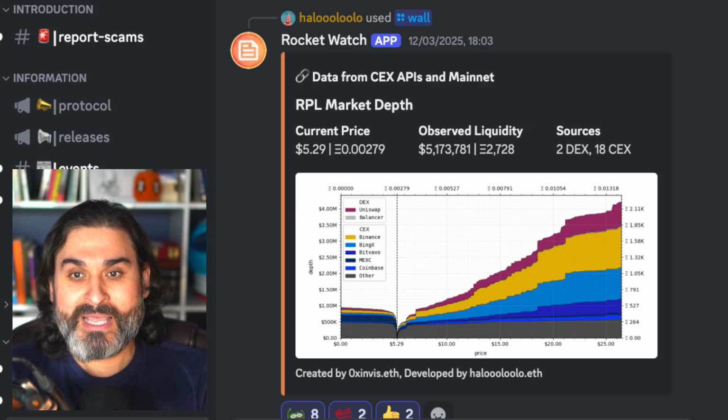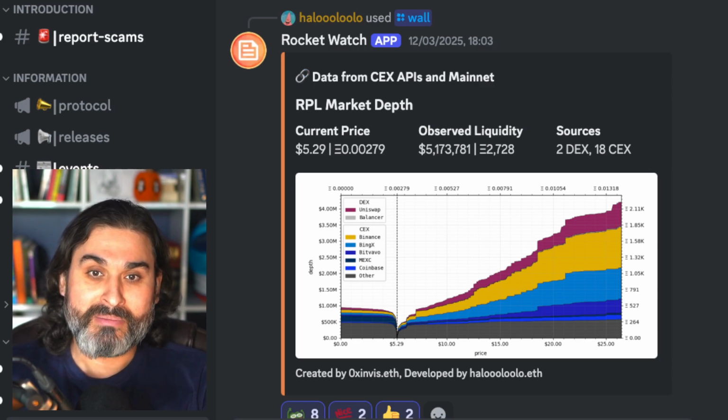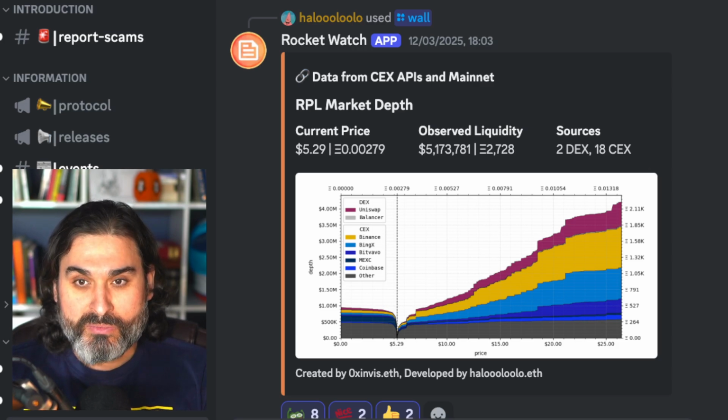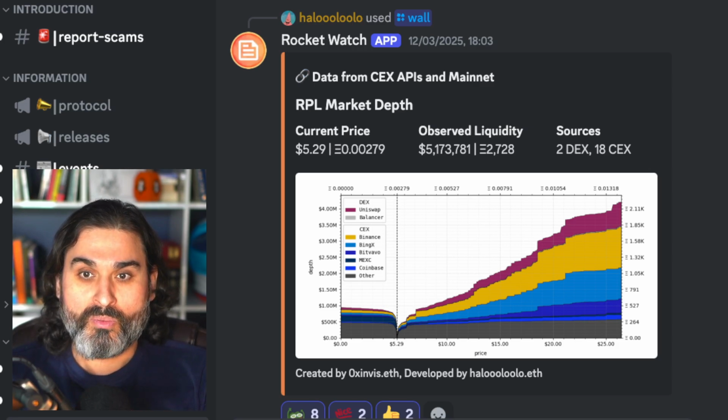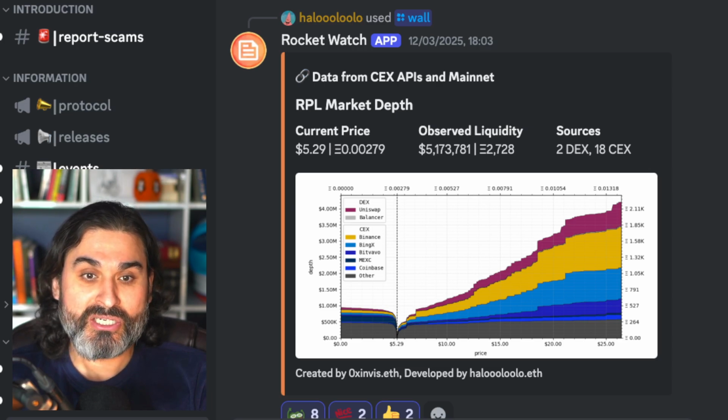Halulu was inspired by that and made a new wall command. So here we have an output. It says data from centralized exchanges, APIs, and mainnet, and RPL market depth. It tells you what the current price is, then what the observed liquidity is within the range, and what sources it is using. So 2 decentralized exchanges and 18 centralized exchanges.